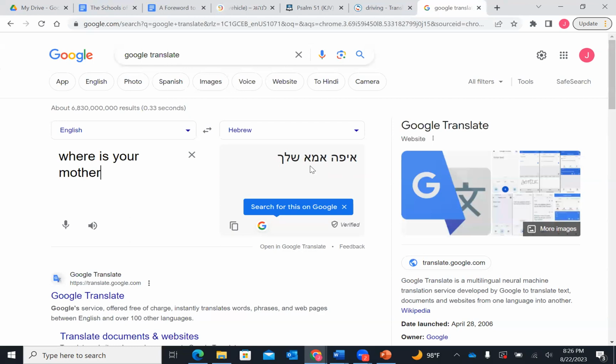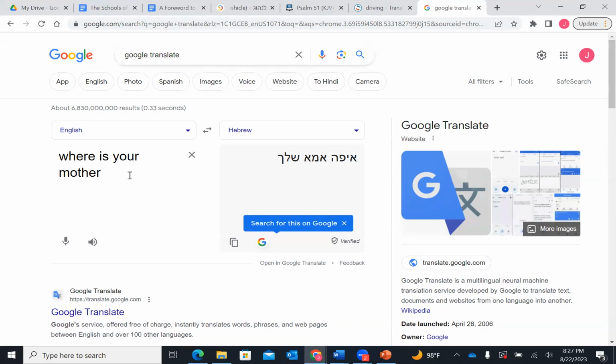Efo ima shala. Shalka, well, yeah, shalka or shalech, right? Masculine and feminine. Where is your mother? Efo ima shalach, right? Or shalcha, either masculine or feminine. So if I was talking to one of you ladies, I would say shalach because it's feminine. And you could say, what?